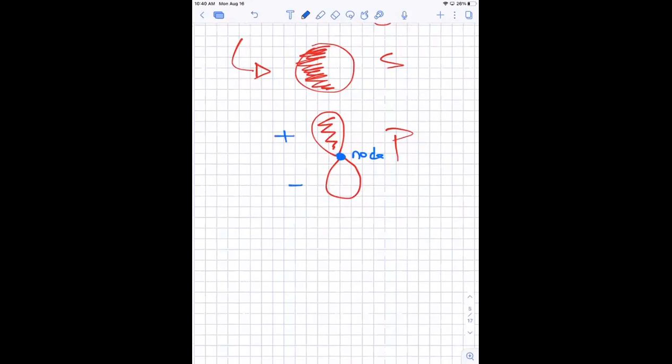Right? So in order for this orbital to overlap with another orbital, like those, the signs have to match up. Otherwise, it's gonna be not constructive overlap, but destructive overlap.